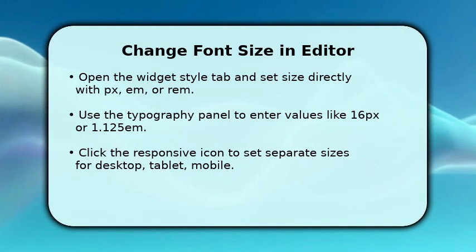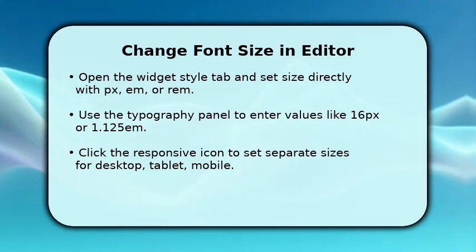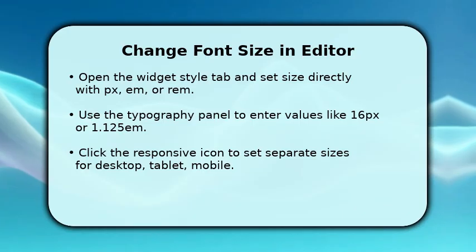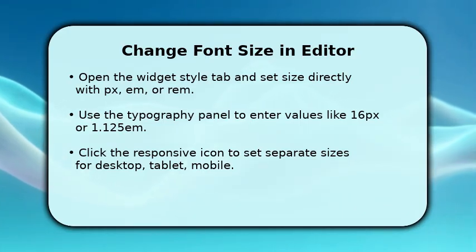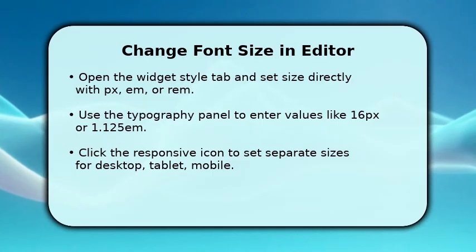Open Elementor and select the text widget you want to change now. Click the Style tab and open the Typography section to reveal size controls. Enter a numeric value with units, for example 16px or 1.25em, and press Enter to apply.